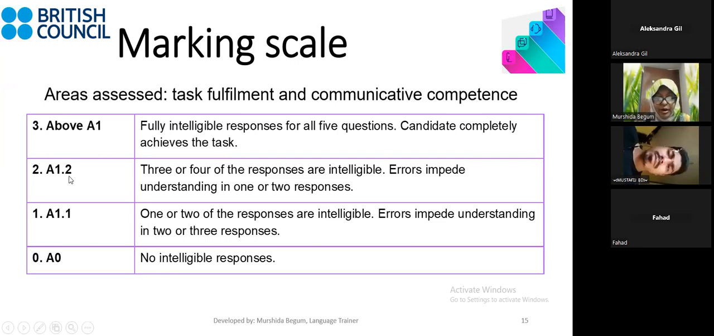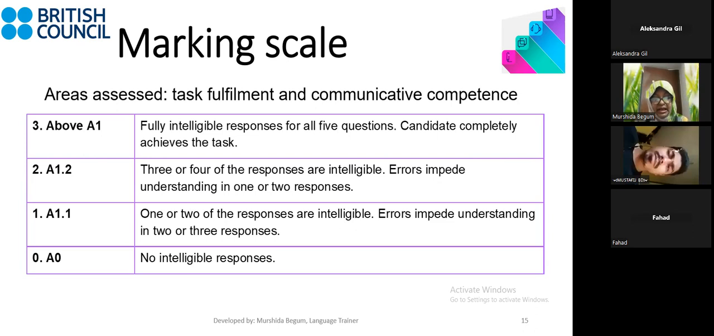If it is A1.2, which is 3 or 4 of the responses are intelligible, errors impede understanding in 1 or 2 of the responses. That is where maybe the words are not put in the right place, so word order is wrong or it is not understandable. That is where they go for A1.2.